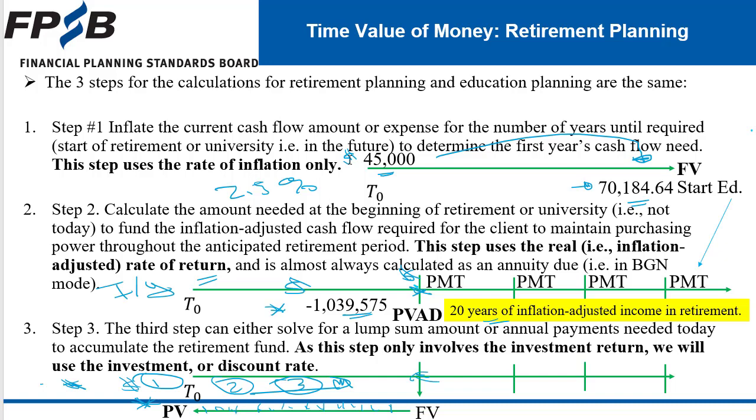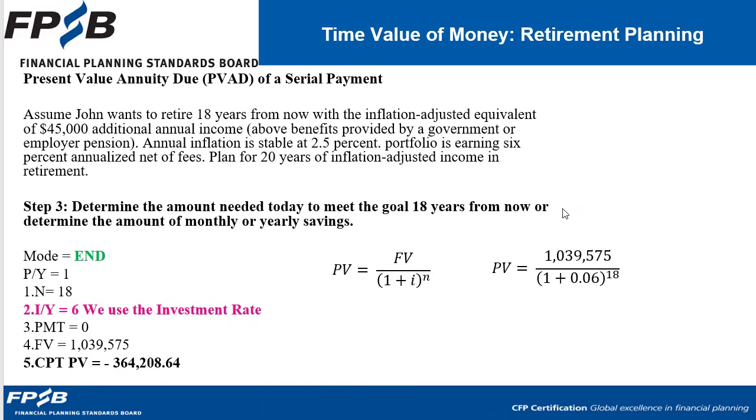Now we're moving into step three. Step three is to determine the amount needed today to meet the goal 18 years from now, or determine the amount of monthly or yearly savings. In this case, we need to change the calculator back to the ending mode. If we want to know the lump sum we need today, it's going to be PY equals 1, N equals 18 years from now, because we're starting to save today and we're going to retire in 18 years. As I mentioned, it's a savings and investing rate that we're going to use.